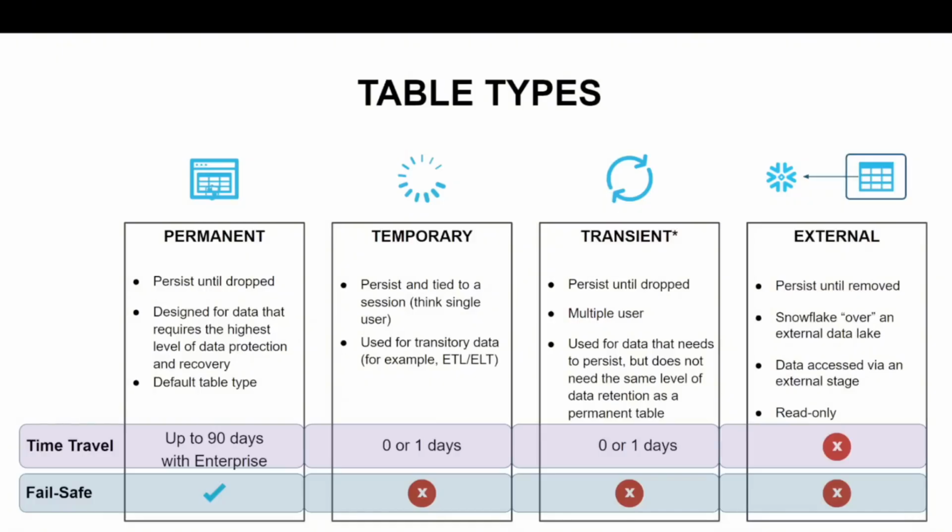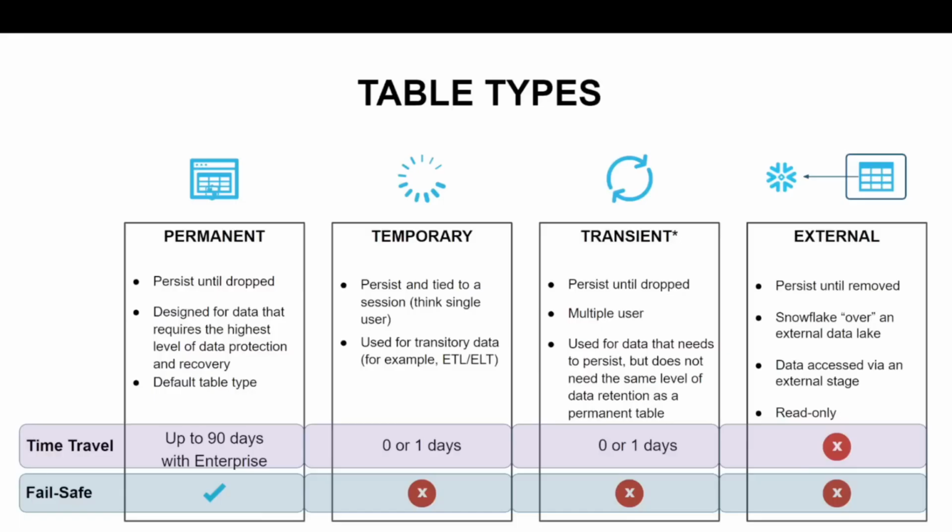Now, what is a permanent table? A permanent table is going to persist inside your Snowflake account until you physically go and drop that table. This is designed for any data which is going to require the highest level of data protection and recovery. In Snowflake, there is a feature to retain the data so that it helps you in terms of data protection and recovery, which we are going to talk about in upcoming videos. But if you want to store or protect the data to the highest level, you should always use a permanent table. This is the default table type.